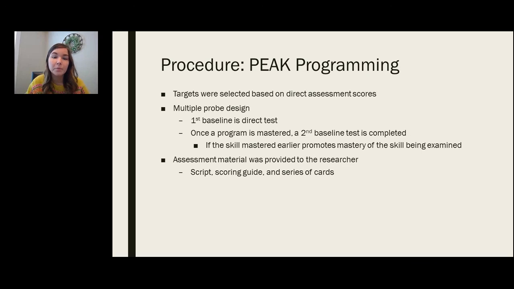And Peak programming was based on the direct assessments that were conducted during the initial assessment. So during the multiple probe design, the first baseline is the direct test. And then once the program is mastered, a second baseline is completed. So we're looking at whether the skills mastered earlier are prompting mastery of skills later. The assessment material was provided to the researcher, such as the script, the scoring guide, and the series of cards for the assessments.